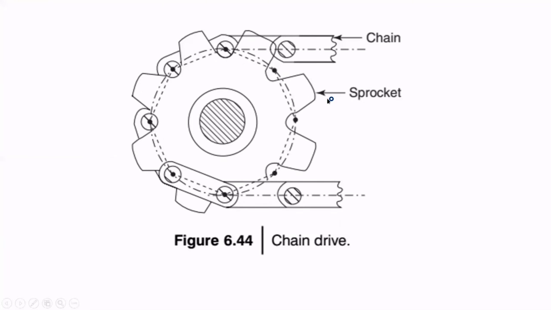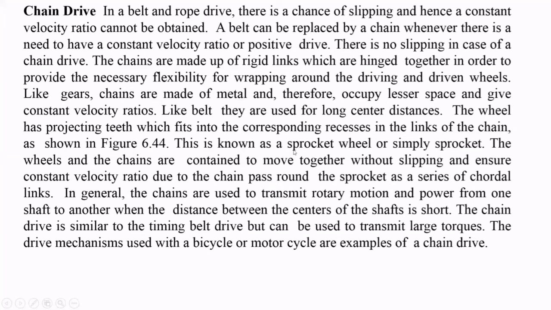Chain drive, already you know, because in our bikes we are using chain drives. Chain drive has a sprocket wheel. It has some teeth on the periphery of this wheel, and we have some chain links. Engaging of these chain links causes the transmission of power between the different sprockets. So the main advantage of the chain drive is that we can avoid the slip, and positive drive is possible by using chain drives.